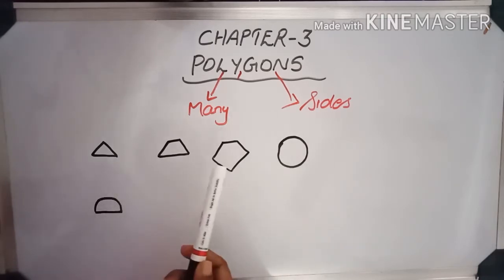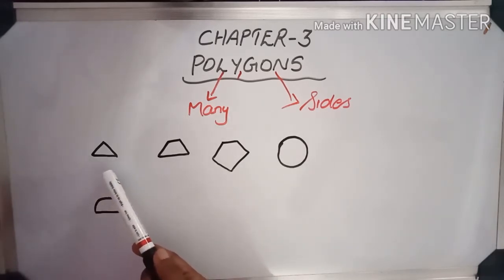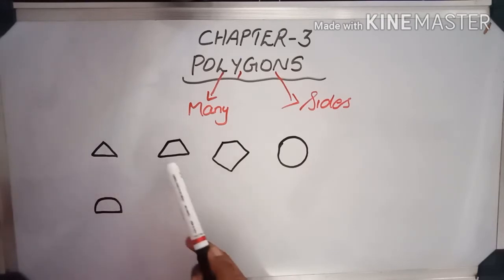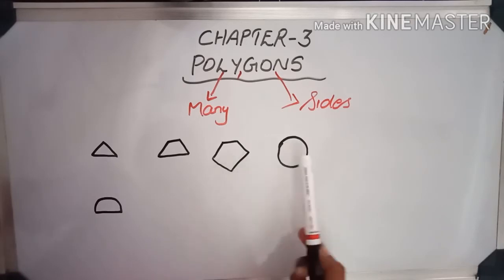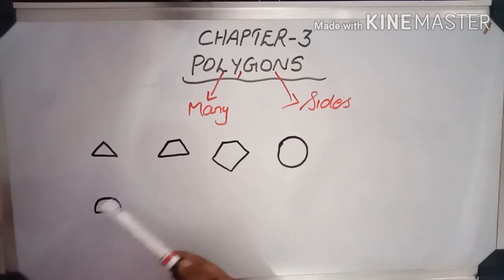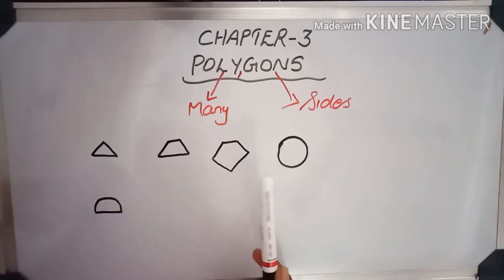For example, here for the first figure, only 3 sides. For the second figure, there are 4 sides. For the next one, here 5 sides. Here no sides, just a circle. Here a half circle. Like this, all the shapes are different. So here we are going to learn about the shapes.